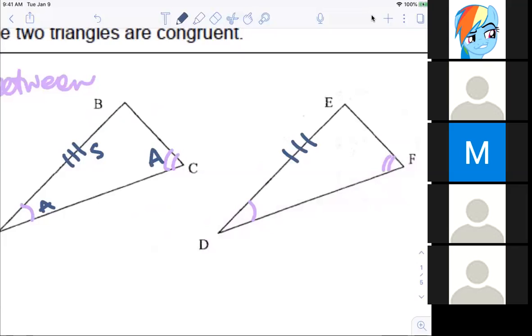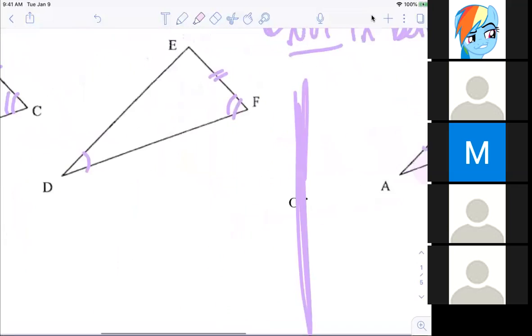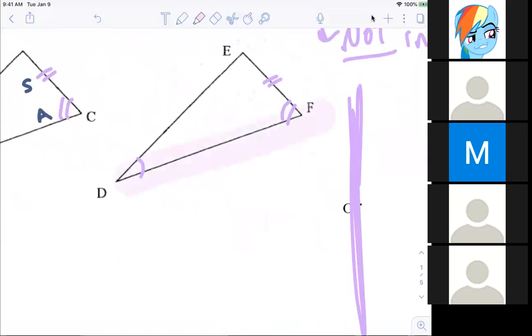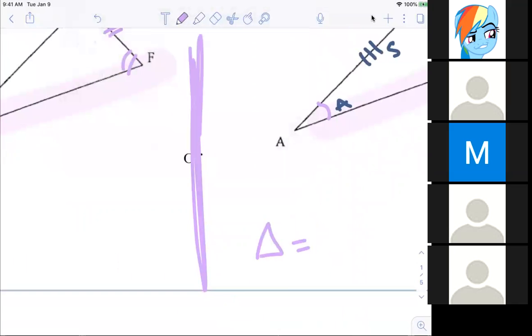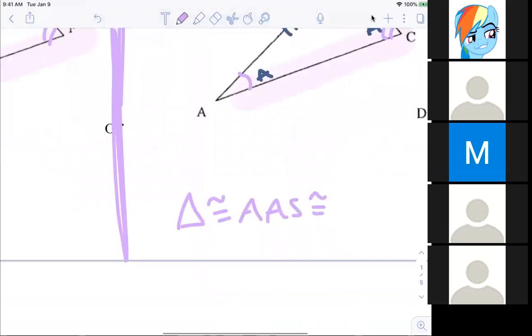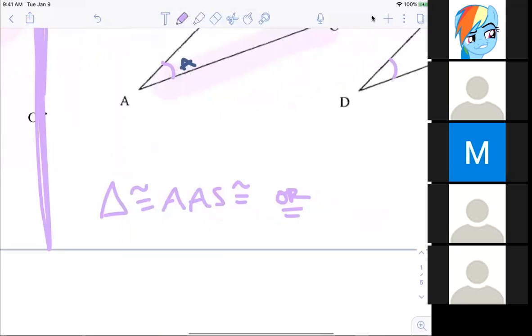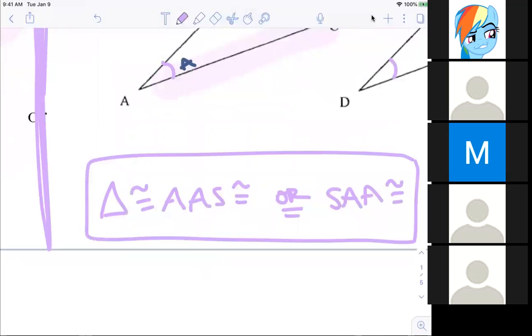The thing I think of is, does this side connect the two angles? This side does not connect the two angles. Neither does this one over here. This side does not connect the two angles, so it cannot be read as angle, side, angle. So I'm going to write here my congruent statement. Triangles are congruent by angle, angle, side congruence, or we could write side, angle, angle, whatever floats your boat. Do not care.